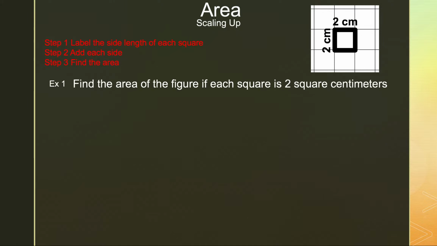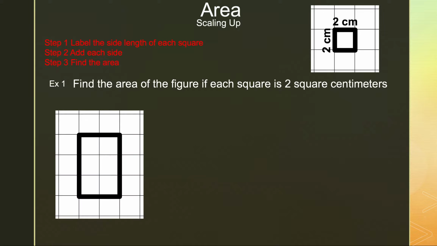Find the area of the figure if each square is 2 square centimeters. So that just means the length and the width are going to be 2 centimeters instead of 1, as you can see on the top right of the screen. So let's take a look at the figure that we are going to do, and here we are. Now normally you would think it would be 6, but it is not 6 since the length of each one is 2 and not 1.